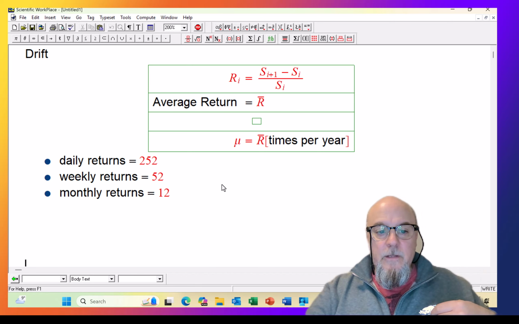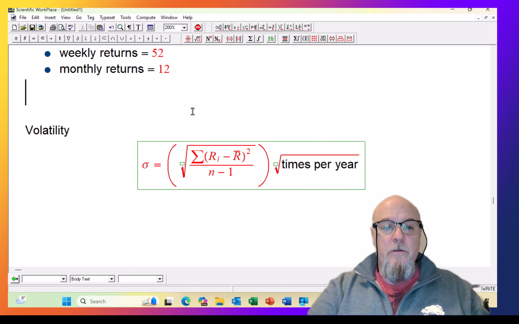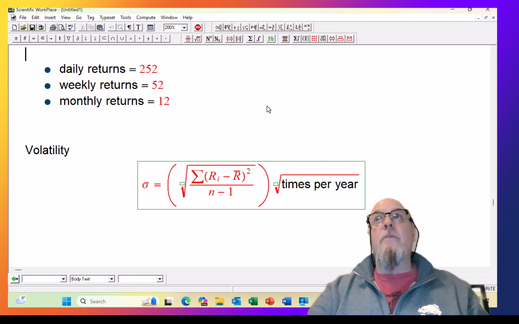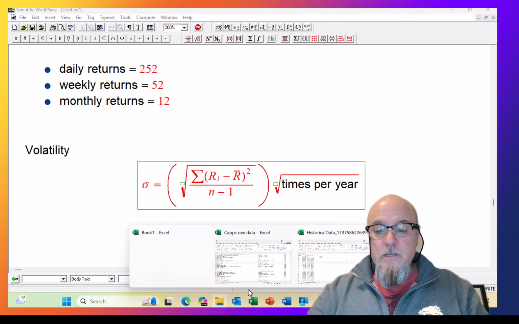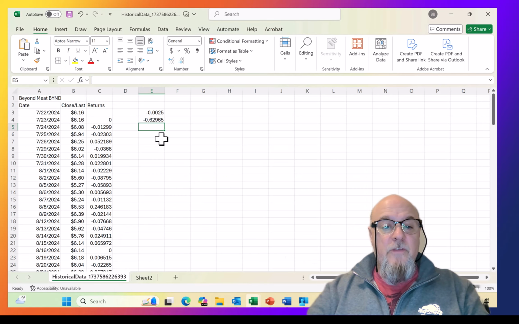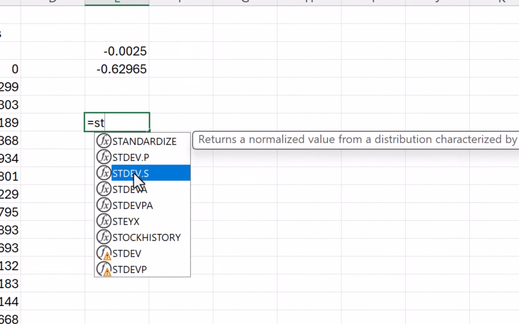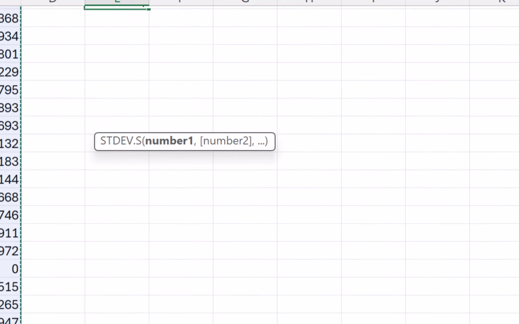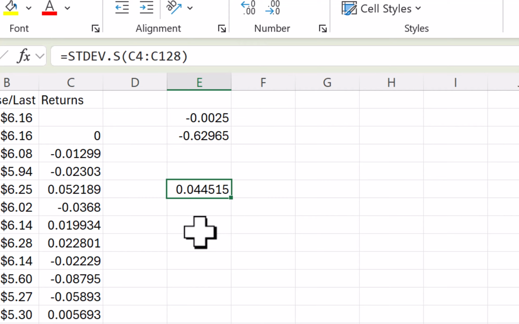Now let's look at volatility. Volatility is going to use the standard deviation of the returns. For standard deviation, we're using the divided by n minus 1, and then we're going to multiply it not by the number of times per year, but the square root, because of that big square root. Let's take a look at our spreadsheet again. I want the standard deviation, so equals, I want the divided by n minus 1, so from Excel, the S, the sample one. I want the standard deviation of returns. Here's the standard deviation of daily returns, a measure of how jumpy the stock is.